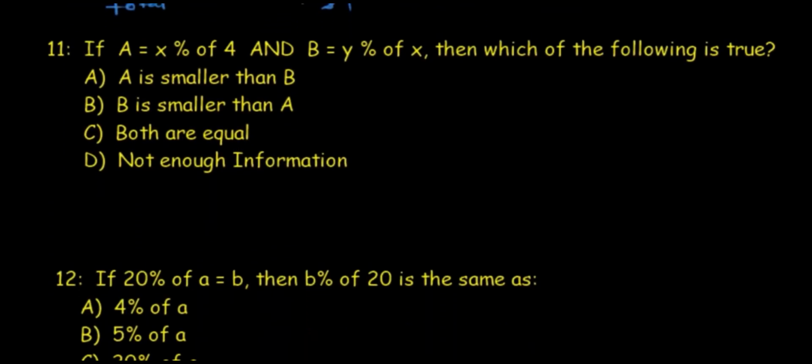Next question. If A is x% of 4, and B is y% of x, then which of the following is true? So they're comparing x and A and B. Now A is x% of 4.